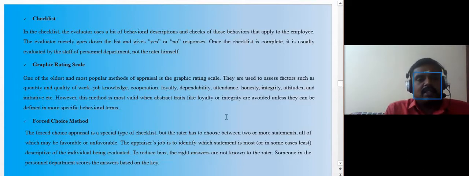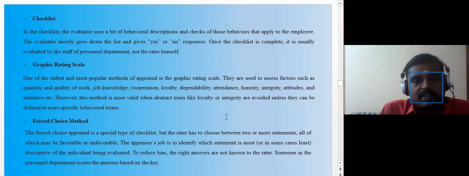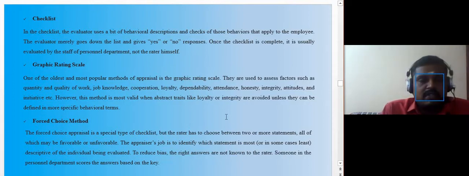The graphic rating scale method. One of the oldest and most popular methods of appraisal is the graphic rating scale method. They are used to assess factors such as quantity and quality of work, job knowledge, cooperation, loyalty, dependability, attendance, honesty, integrity, attitudes and initiative, etc. However, this method is most valid when abstract traits like loyalty or integrity are avoided unless they can be defined in more specific behavioral terms.